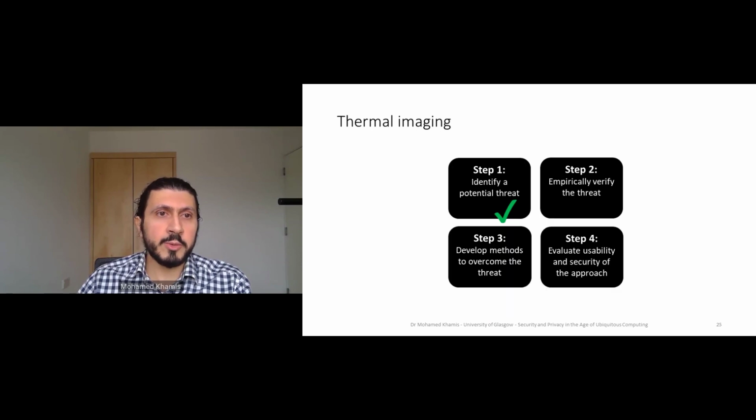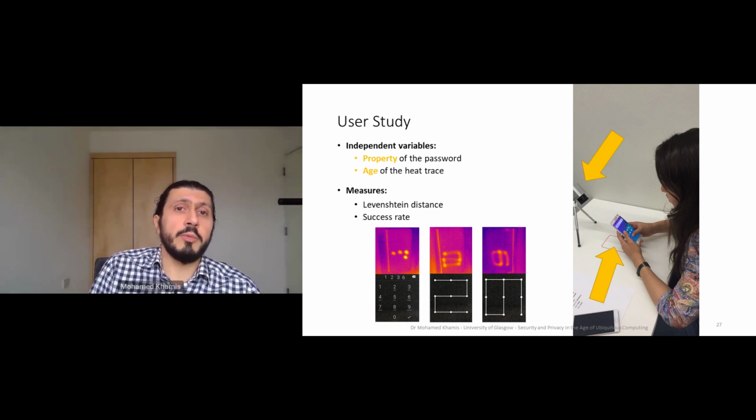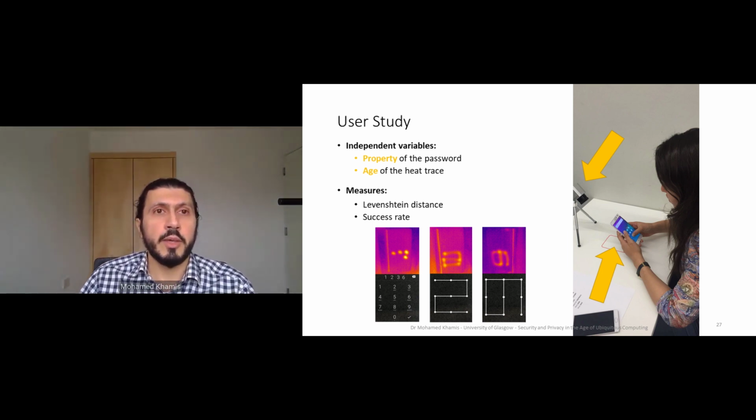So what we did here now is that we realized there is some sort of a threat caused by thermal cameras. Now, the second step was to try to empirically verify that threat. So to do that, we ran a user experiment where we invited a bunch of people. We invited 18 people. We asked them to enter pins and also Android patterns, since these are popular on Android.